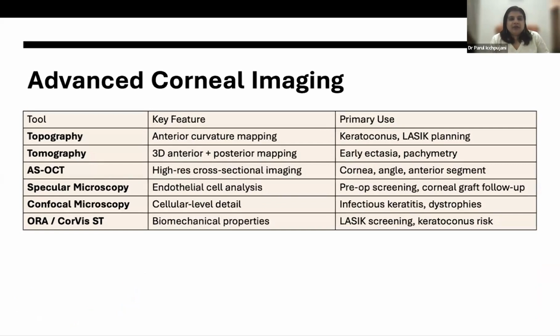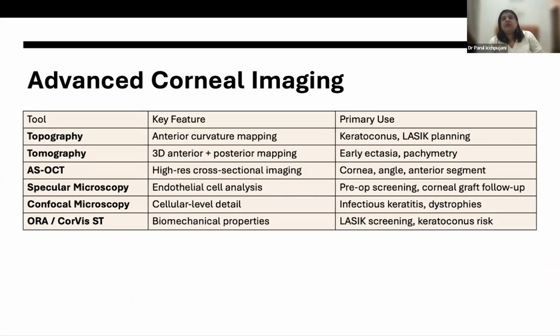When we talk of advanced corneal imaging, as I already mentioned, topography does anterior curvature mapping. Tomography does 3D anterior and posterior mapping. The anterior segment OCT that I had already shown you for the angles also gives you high resolution cross-sectional images. So you can see different layers of the cornea. You can see the angle, the anterior segment.